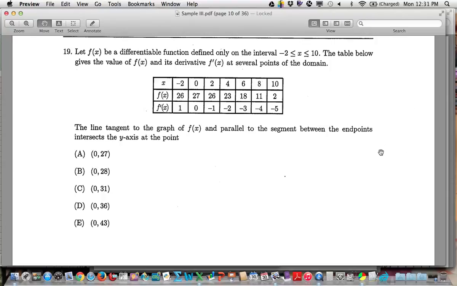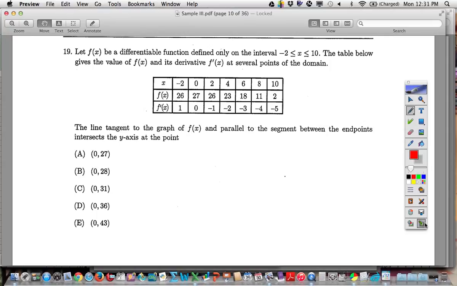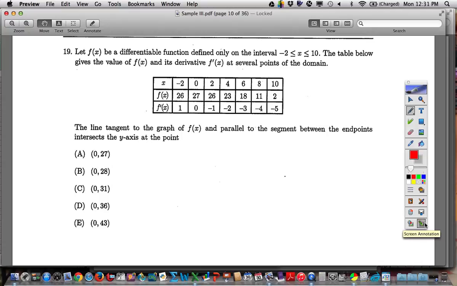But okay, let f be this function, differentiable. These are the f and f prime values. The line tangent to f and parallel to the segment between the endpoints. Boy, that's a lot of stuff going on there. Let's break it down. What's parallel mean? Segment between the endpoints means I'd be looking at these points right here. So I would want to do that slope.